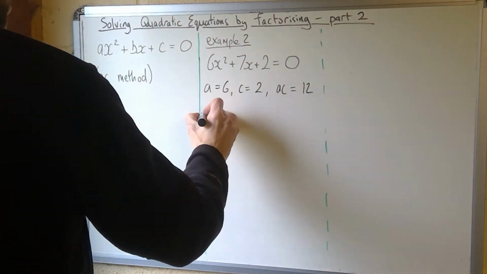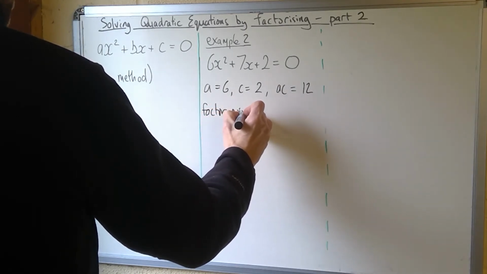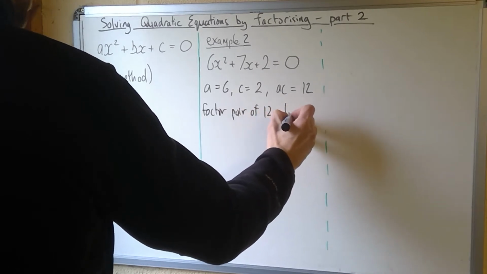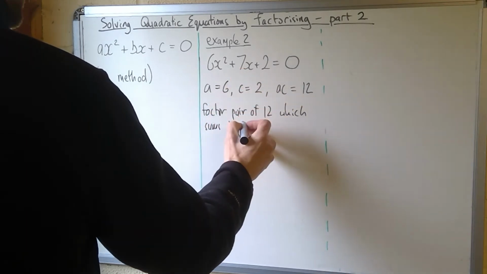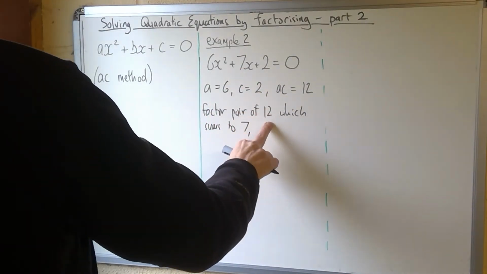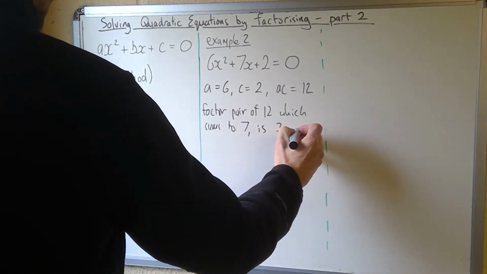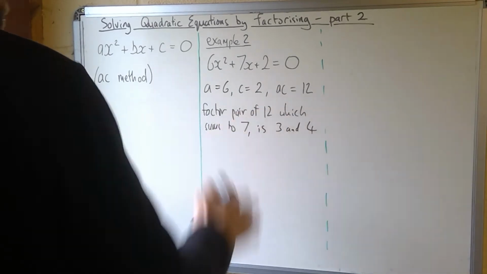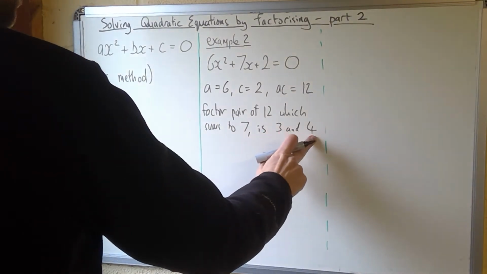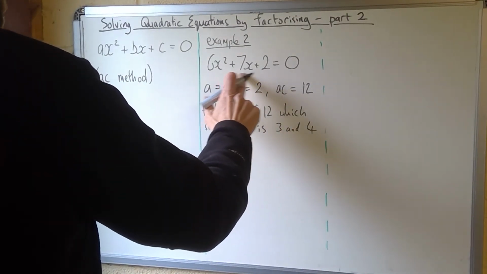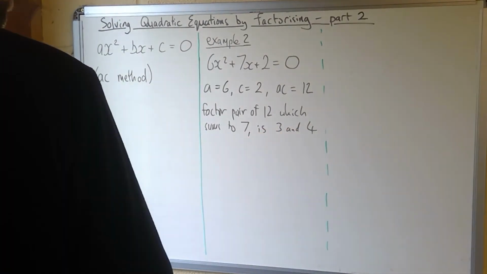Then in this method, what I do is I have to find a factor pair of 12, which sums to the b value, which in this case is 7. So I want two numbers that multiply to make 12 and add to make 7, which in this case is 3 and 4. Sometimes that's easy to find, sometimes it's more difficult. In this case, it's fairly straightforward. What I do then with this 3 and 4 is I rewrite the 7x part as 3x and 4x. You can actually do this either way around. I tend to put the largest ones first.